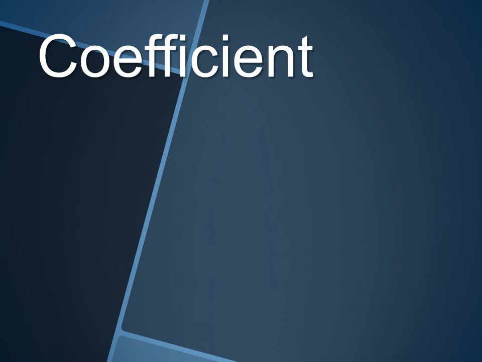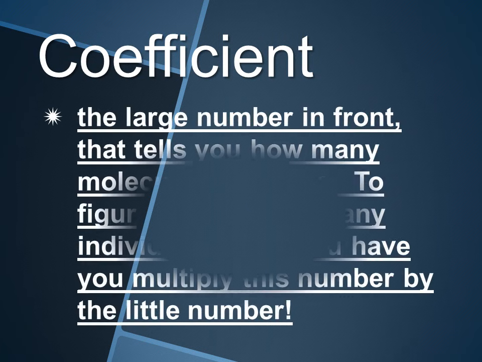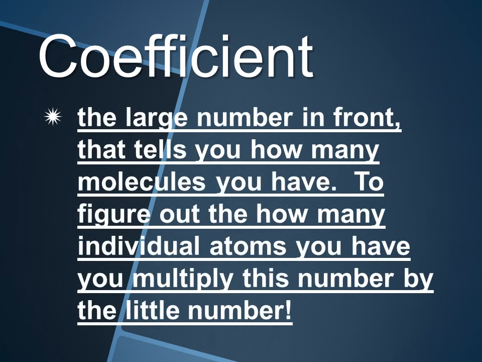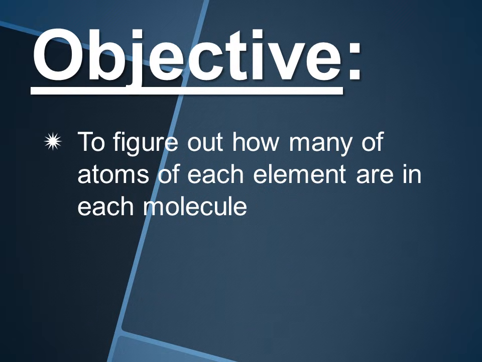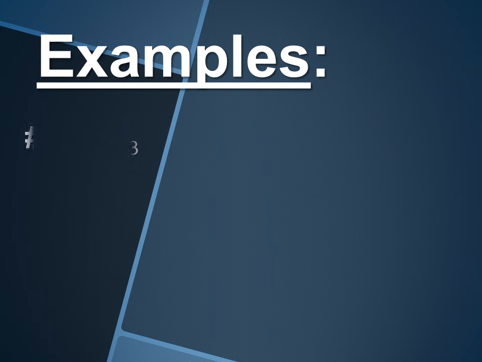The next thing you need to know is what a coefficient is. A coefficient is that large number in front that tells you how many molecules you have. And to figure out how many individual atoms you have, you're going to multiply this number by the little number. And a coefficient in science is a lot like a coefficient in math, so this should be pretty similar to you. So the objective of what we're trying to do today is to figure out how many atoms of each element there are in each molecule. So let's do some examples.